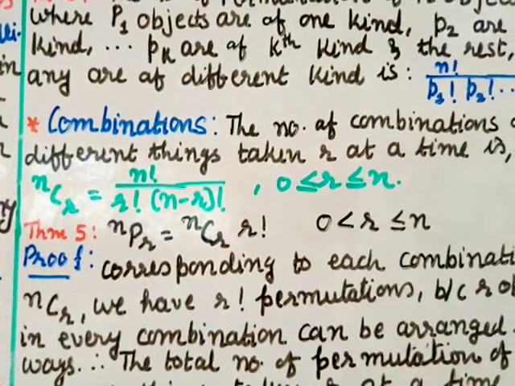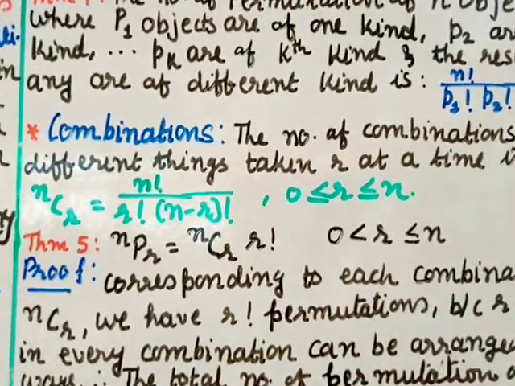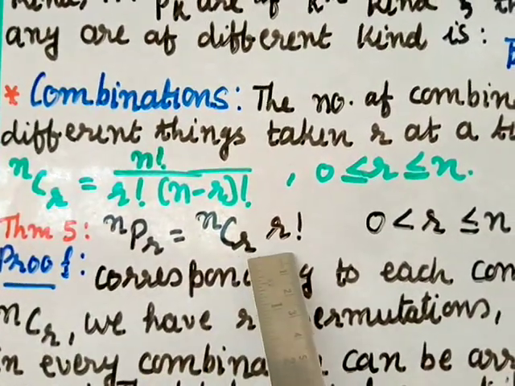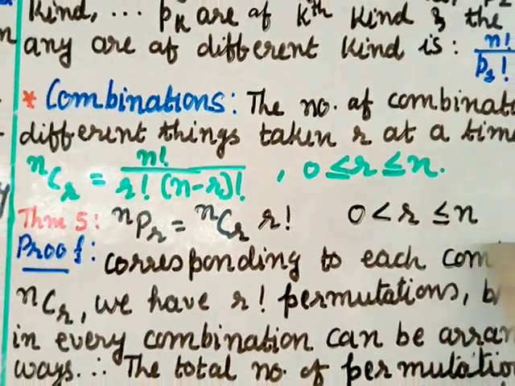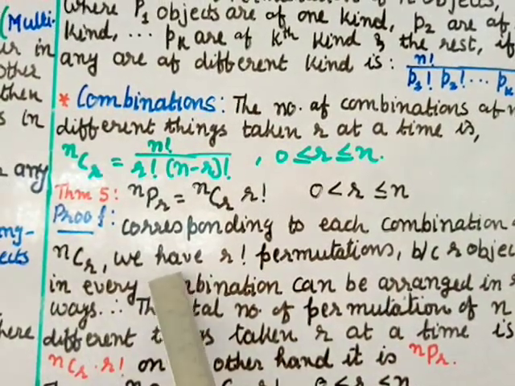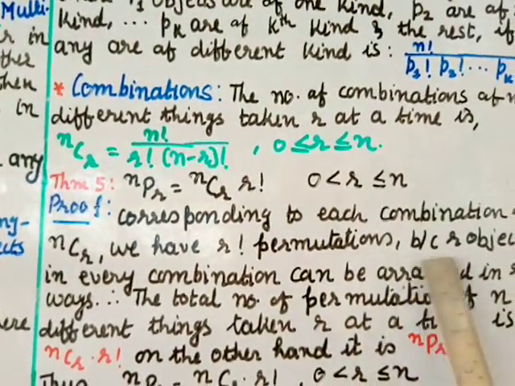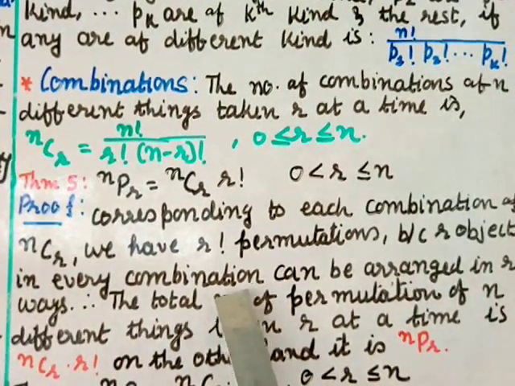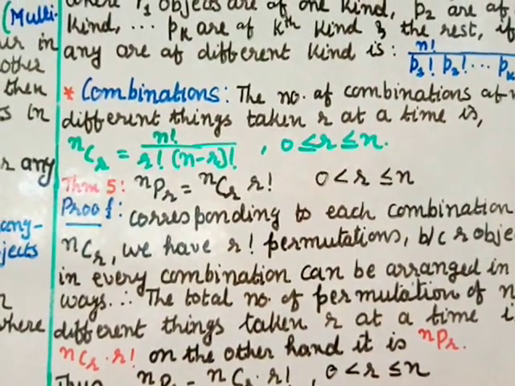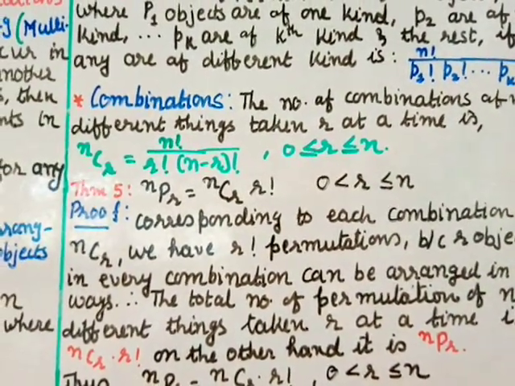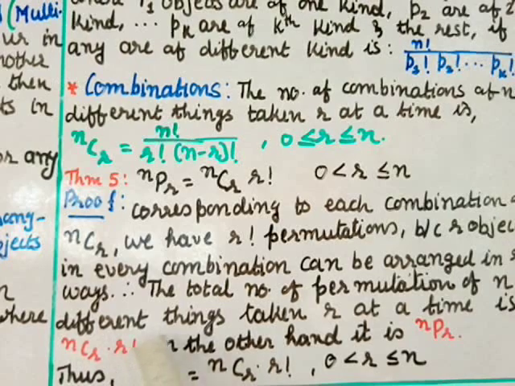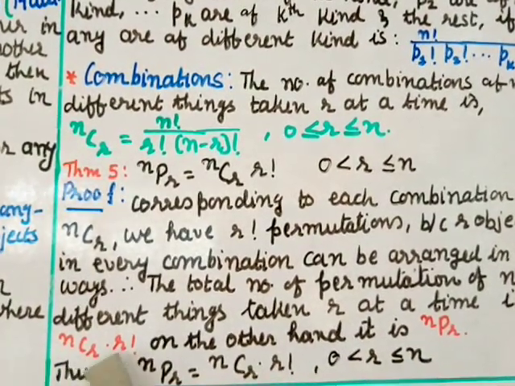Theorem 5. In this theorem we are going to have the relation between the permutation and the combination. The statement is simple: nPr equal to nCr into r factorial, 0 less than r less than or equal to n. The proof is simple. Corresponding to each combination of nCr, we have r factorial permutations because r objects in every combination can be arranged in r factorial ways. Therefore, the total number of permutations of n different things taken r at a time is nCr into r factorial.